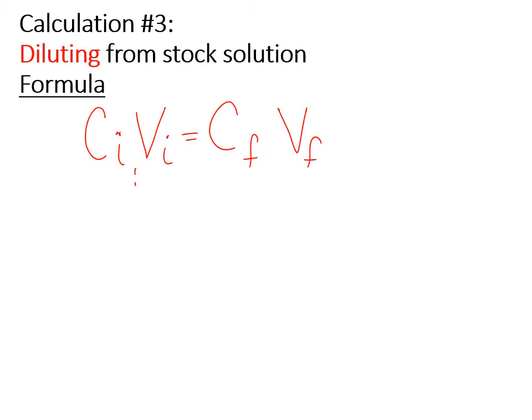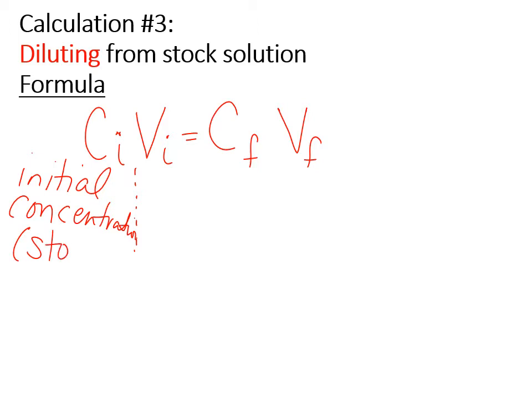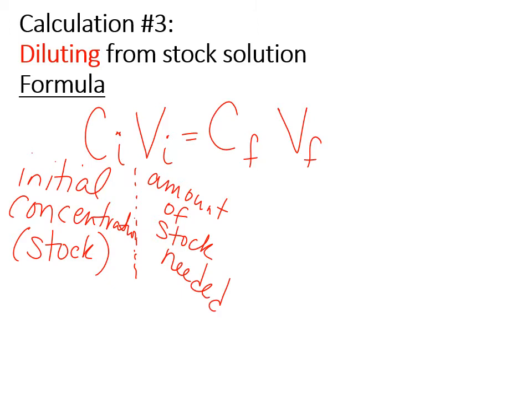Okay, so on this side, we have the initial concentration. So CI stands for concentration initial. And that's a fancy way of saying the stock solution's concentration. You then have VI, which is the amount of stock solution needed to make your dilution. So the amount of stock needed.